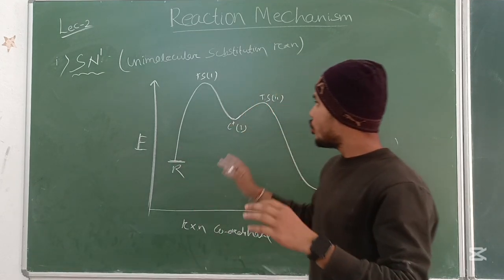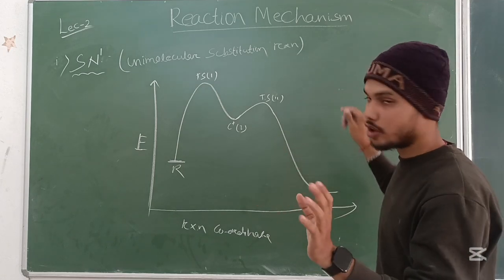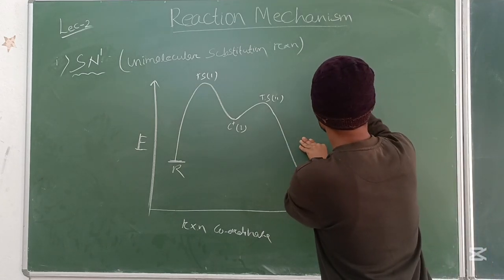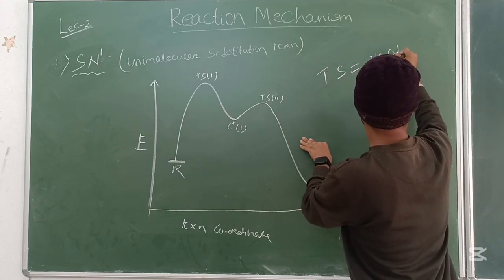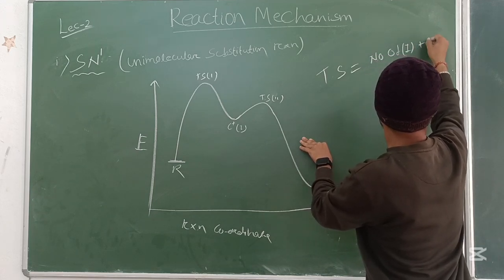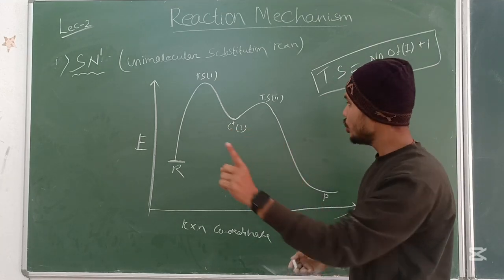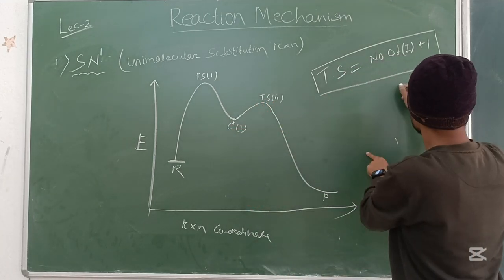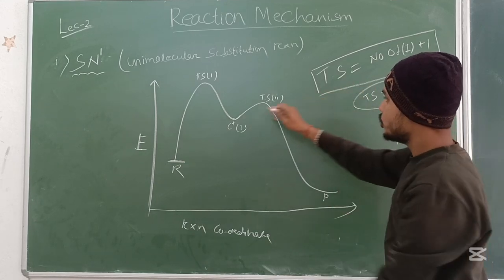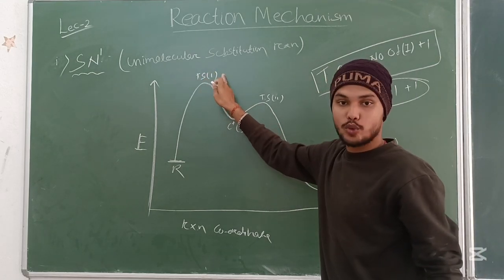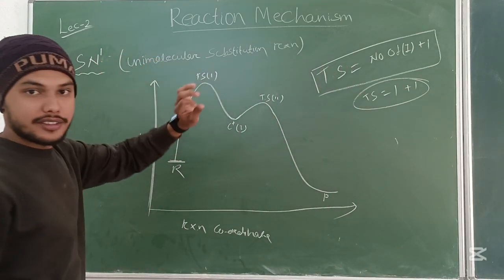If the question comes how many transition states and how many intermediates, there is a formula: number of transition states equals number of intermediates plus 1. Here there is intermediate 1, that is the carbocation, so the transition states are 1 plus 1 equals 2. So there are two transition states, transition state 1 and transition state 2. So here we complete the SN1 reaction.